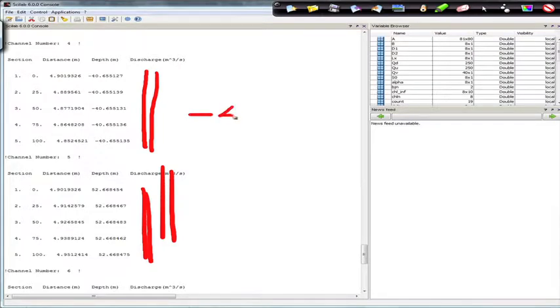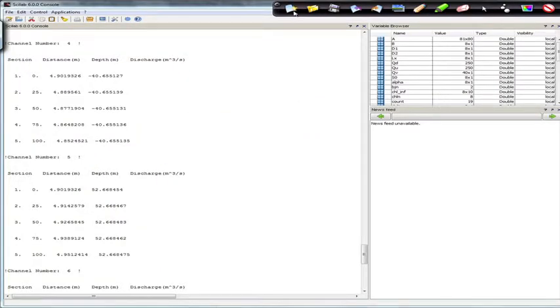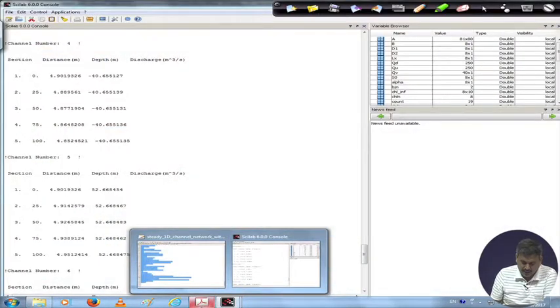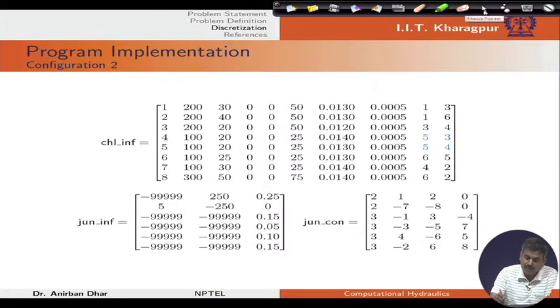but interesting thing is visible for this channel number 4. Here we are getting a value of -4655. That means whatever flow direction I have considered for my problem, that is incorrect, and flow should be from 3 to 5, as I have assumed it from 5 to 3, that is not correct. Similar thing I can extend for other channel reaches.